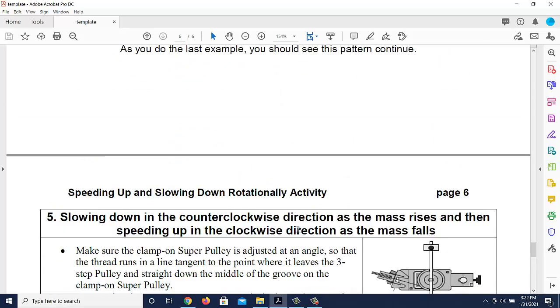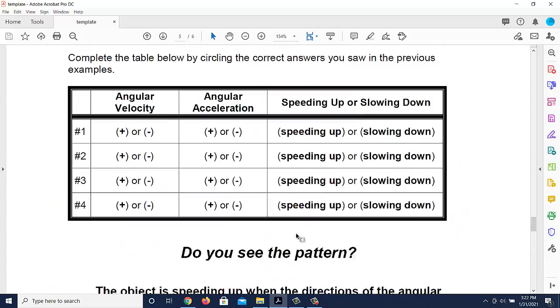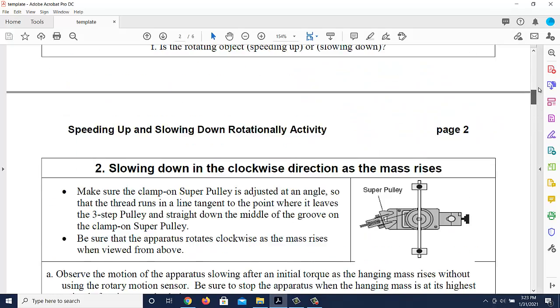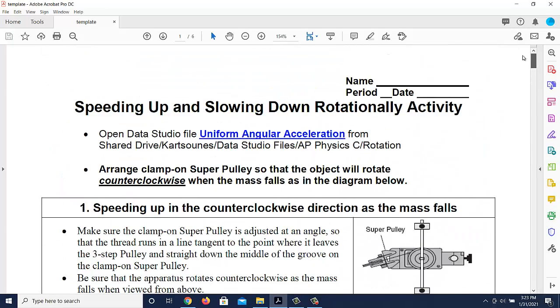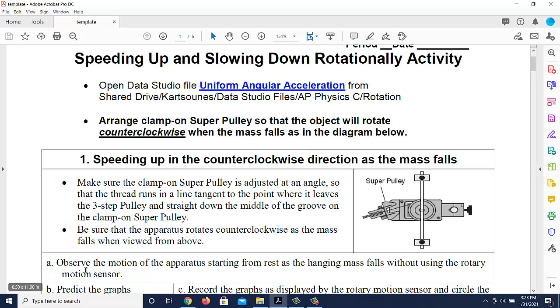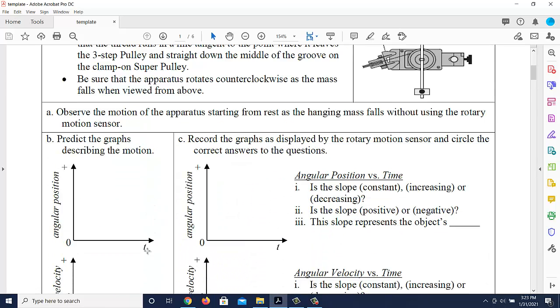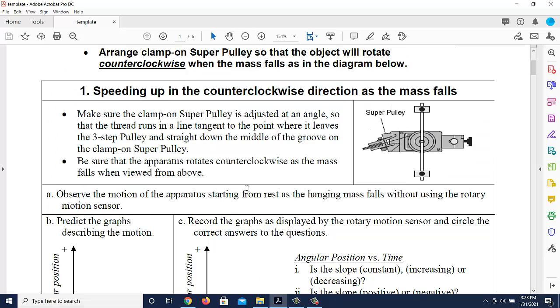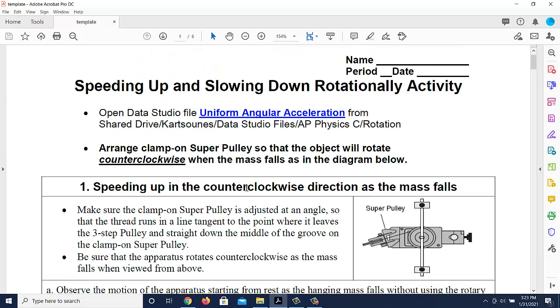If you've got questions, of course, call me over as you're working. There is a key available, but I would ideally like you to try this without the key. Do a whole page. And then if you need to, it might not be a bad idea to check, because if you don't agree with the key, that means you either didn't have something set up right, or the computer is giving you a different graph than what I think it should be, because I know what I'm doing. So make sure you check the key as you do this kind of thing as well. And that is the speeding up and slowing down rotational activity.